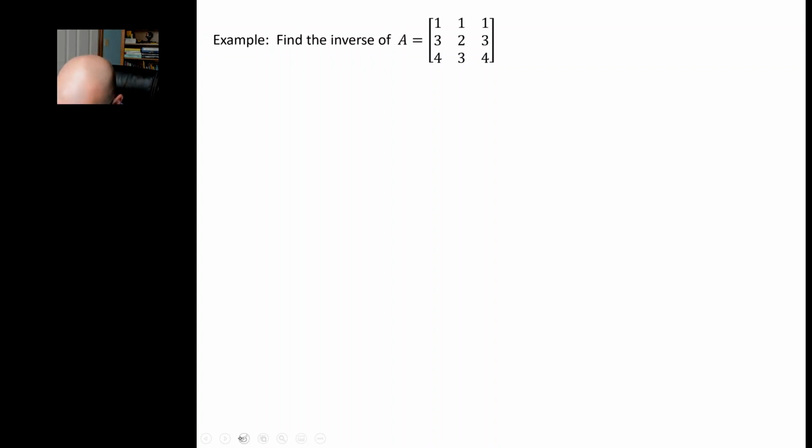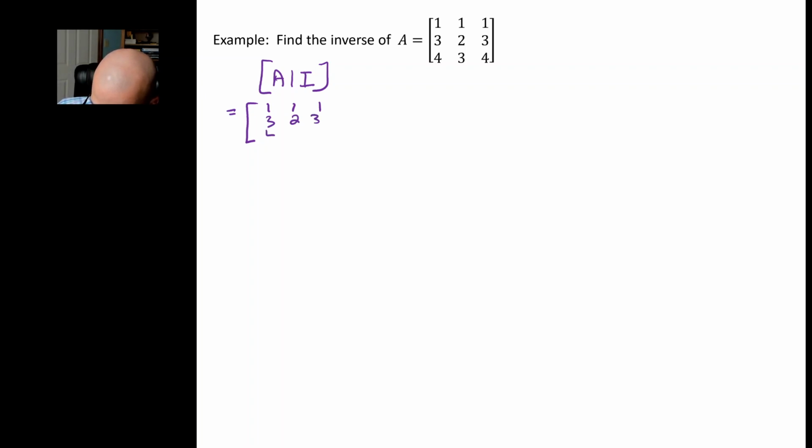Okay, another one. I'm a little bit nervous. Every time I see a 3 by 3, I get nervous. Am I going to make a mistake in this one? Is this the one? Okay, so I got to write a little bit smaller because I don't know how many steps this is going to take. 1, 1, 1, 3, 2, 3, 4, 3, 4, bar 1, 0, 0, 0, 1, 0, 0, 0, 1.